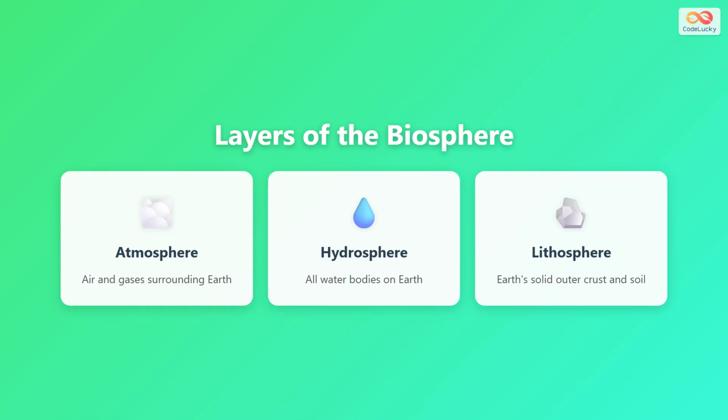The biosphere interacts with three fundamental layers of Earth. First, the atmosphere provides the air and gases that organisms need to survive. Second, the hydrosphere contains all water bodies including oceans, rivers, and lakes that support aquatic life. Third, the lithosphere consists of Earth's solid outer crust and soil, providing habitat for land-based organisms. These three layers work together to create the conditions necessary for life.